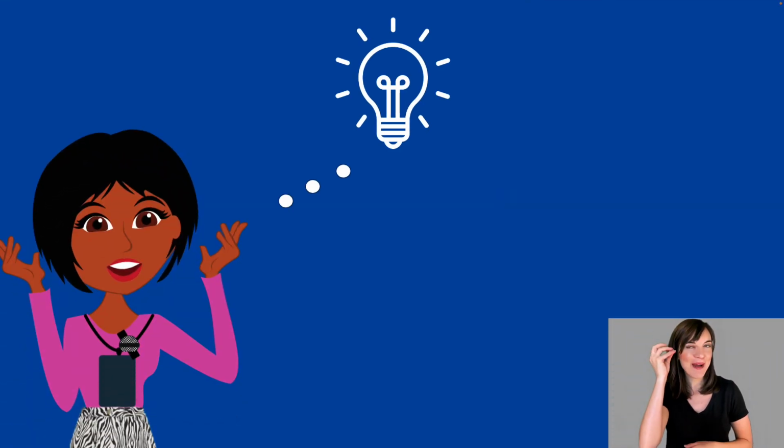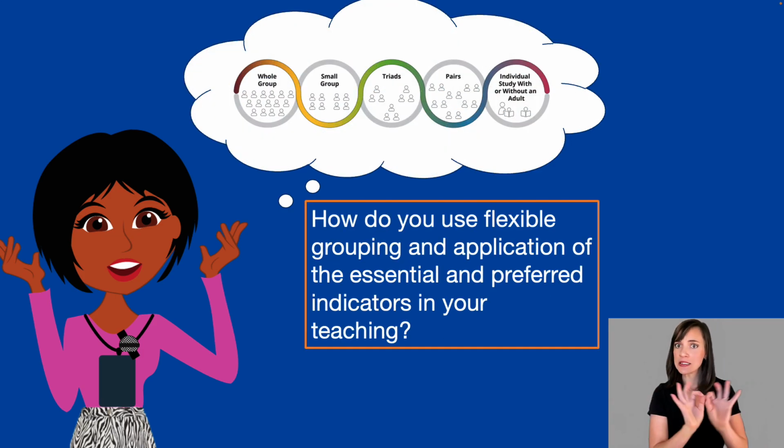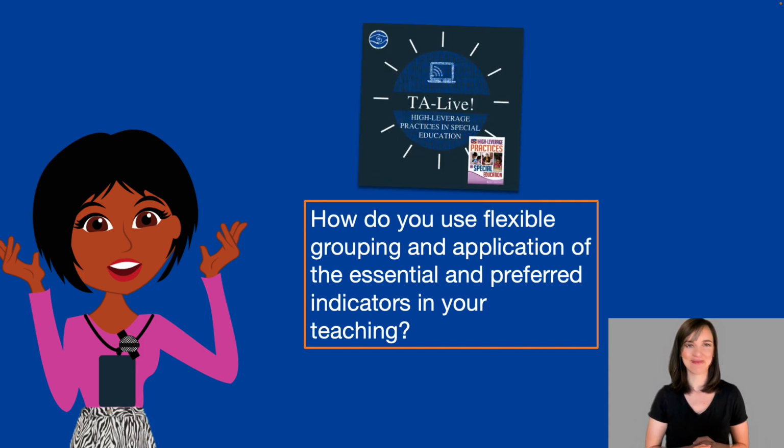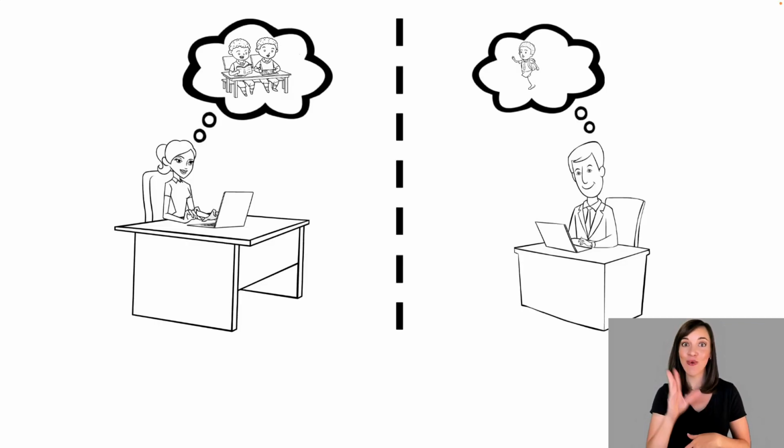We will leave you with this point to ponder. How do you use flexible grouping and application of the essential and preferred indicators in your teaching? Come to the TA Live discussion to learn how your colleagues address this question and share your thoughts to collaborate together.